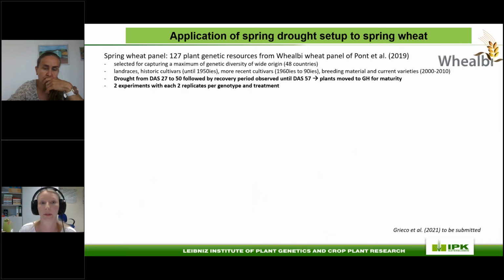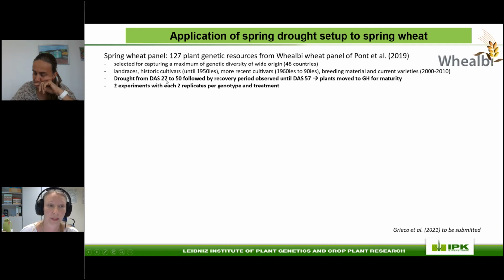And we were applying this in the first project, which was the EU project WILBY, which was running on the system. And these are plant genetic resources again, and we selected a spring wheat panel out of this WILBY wheat panel, which is published here by Pont et al. 127 lines, which were selected to capture a maximum of genetic diversity of worldwide origin. And they comprise landraces, historic cultivars, more recent cultivars, and also breeding material and current varieties. So basically the whole breeding progress of spring wheat.